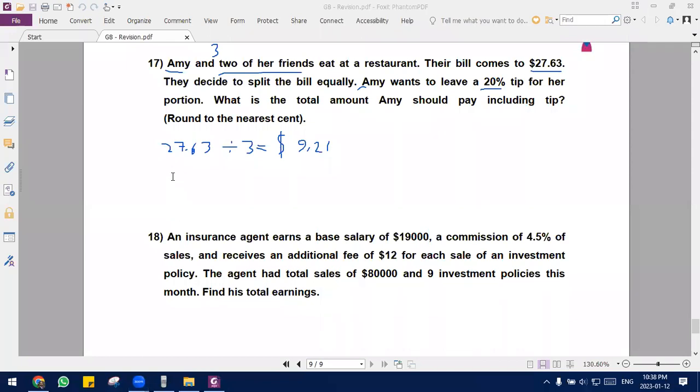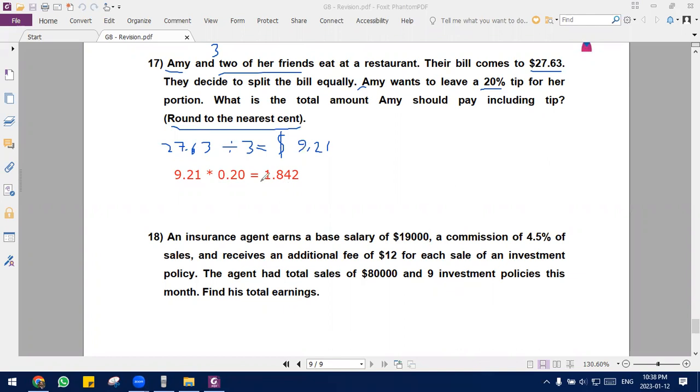Now for the tip, we have 9.21. This is the amount that she paid. And then multiply by the tip, which is 20%. When you divide it by 100, it will be 0.20 or 0.2, the same thing. Now when you multiply them, you will get 1.842. Now here's the thing. If you read the question, it says round to the nearest cent.